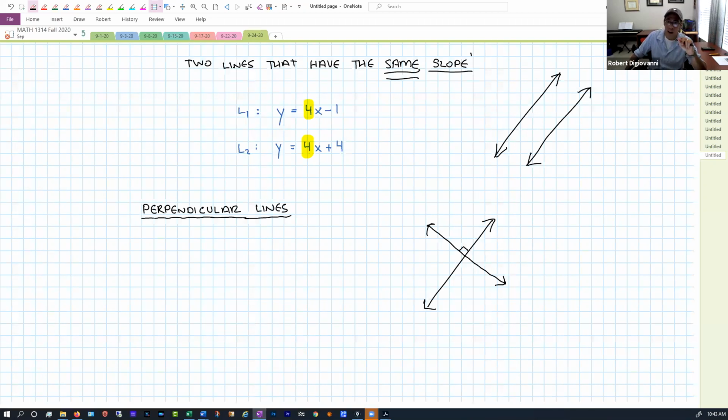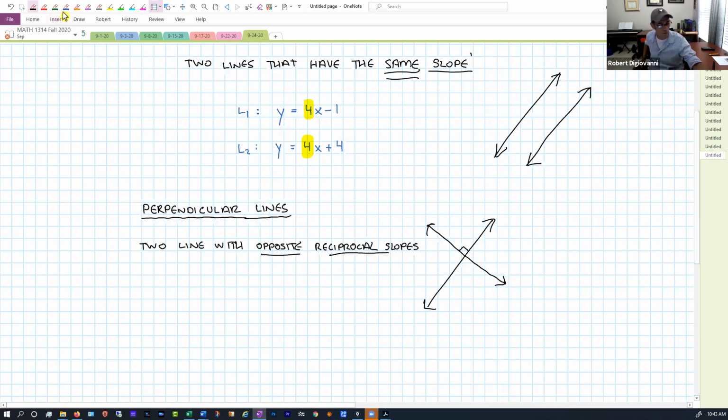It's not only the opposite, but it also has to be what we call the reciprocal. So two lines with opposite and reciprocal slopes. Now I'll explain what opposite and reciprocal means.